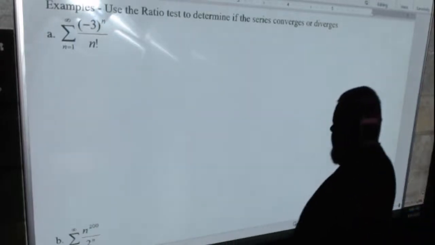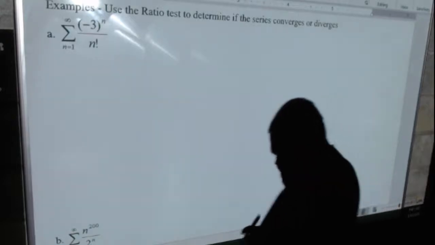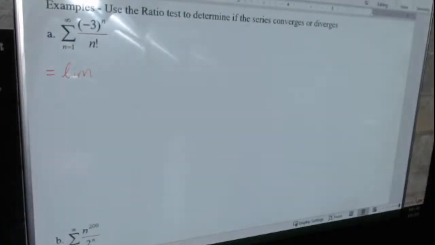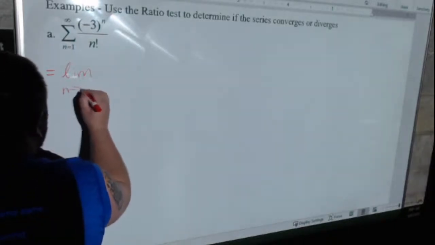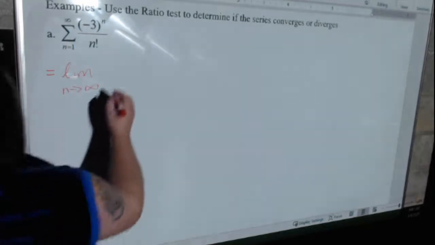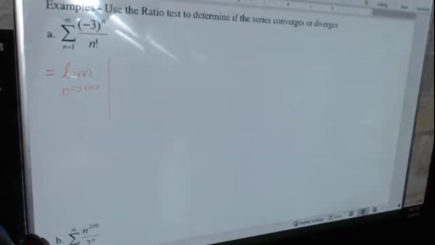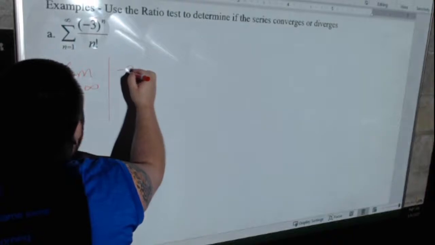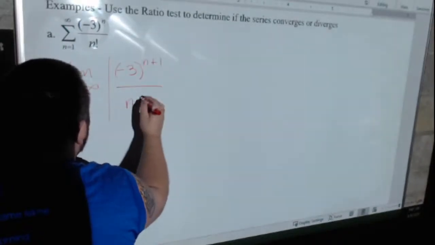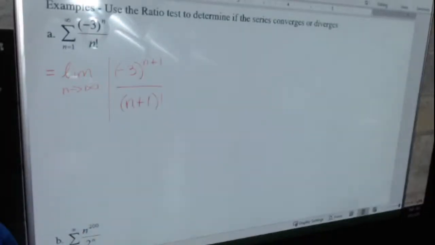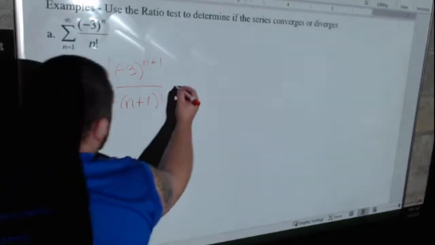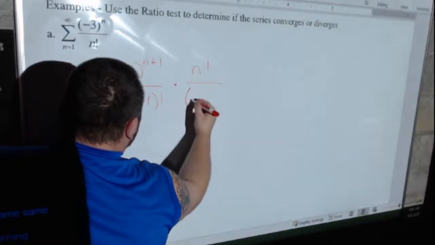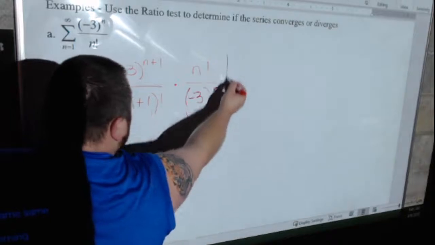So I've got negative 3 to the n over n factorial. So first thing is I need a limit. How's that red show up? Okay, I guess. Probably not the best choice. I need absolute value. I need this whole term, but to n plus 1. Then I'm going to multiply, instead of dividing, by the reciprocal. And then close this up.